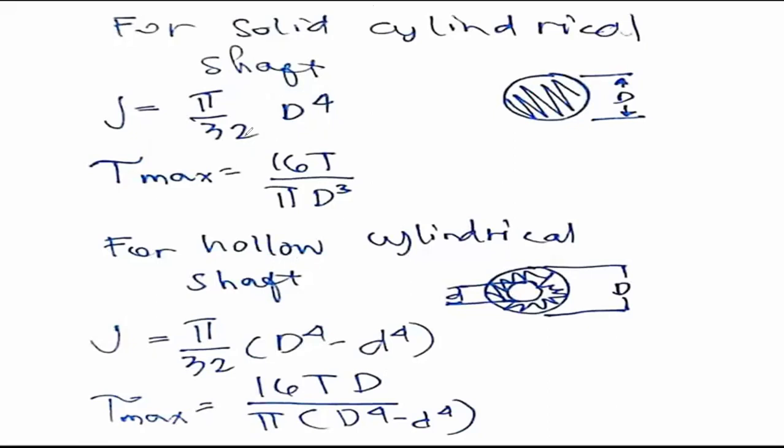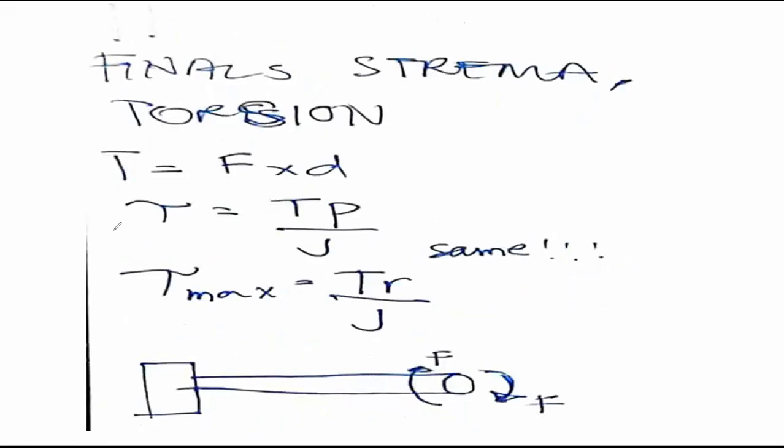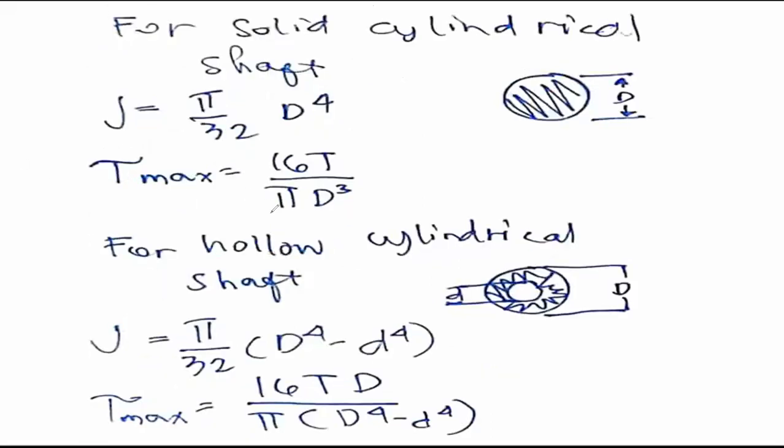Mamaya, pakita ko yung derivation nito. So from this formula, from TR over J, or torsion multiplied by radius divided by polar moment of inertia, we've come up to this formula. And of course, the same with the hollow cylindrical shaft. Konting spoiler, sinubstitute natin yung value ng J dito. So ayun yung mga formula natin for solid and hollow cylindrical shaft. Proceed tayo ngayon sa pag-derive ng formula na to.